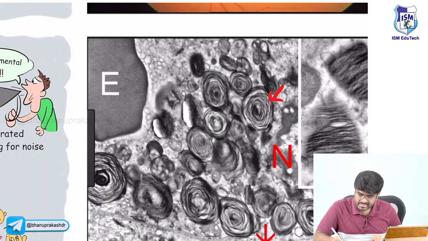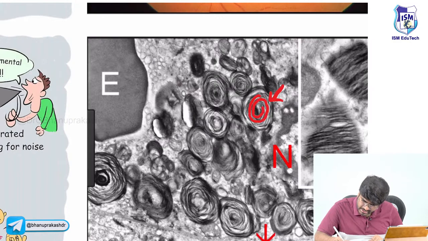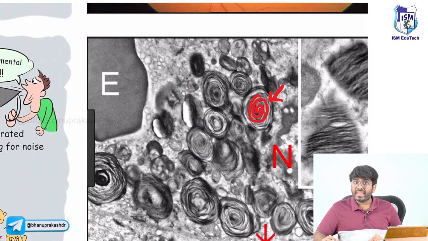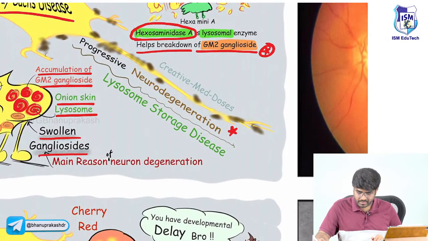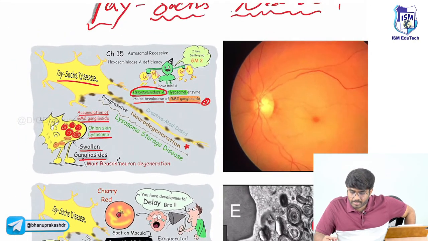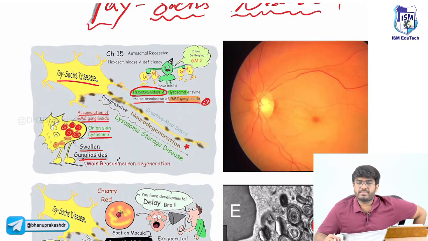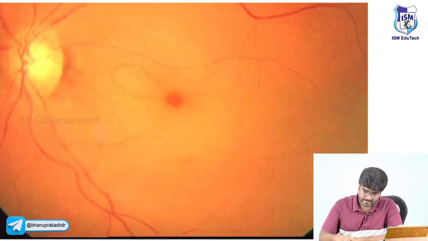They will ask you, what is this organelle? This organelle is a lysosome. Who is getting accumulated inside? GM2 gangliosides, especially in the neurons. It's a neurodegenerative disease. There will be progressive neurodegeneration in this disease. Mainly the neural related problems are going to be seen. Apart from that, in Tay Sachs disease, can you guys tell me what is this?